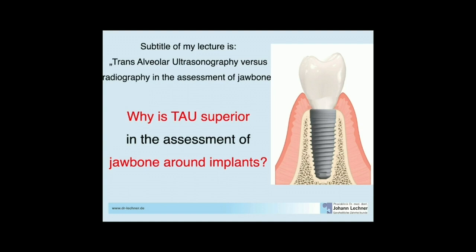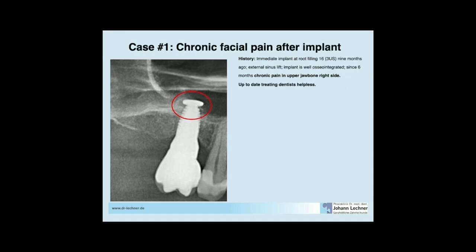Case one: a patient with chronic facial pain after implant. This patient got a ceramic implant, wonderful crown, external sinus lift, perfect. The implant is well osseointegrated, but for 6 months now, she has facial pain. And all other treating dentists are hopeless. They don't know what we can do.